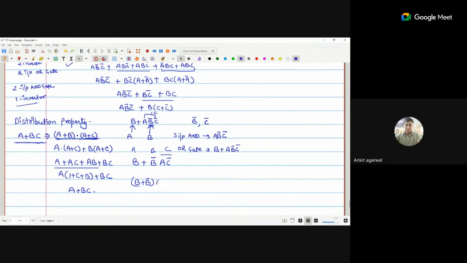Okay, and B plus AC bar. Now B plus B bar is what? 1. So the answer is B plus AC bar. So now we require one inverter for C bar.